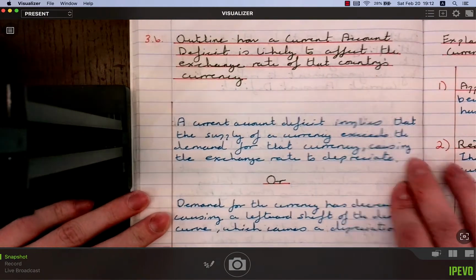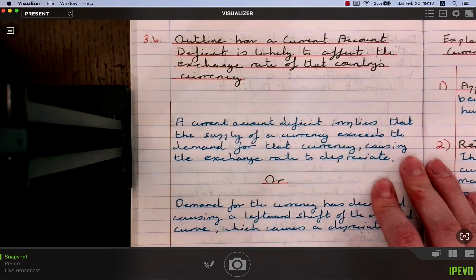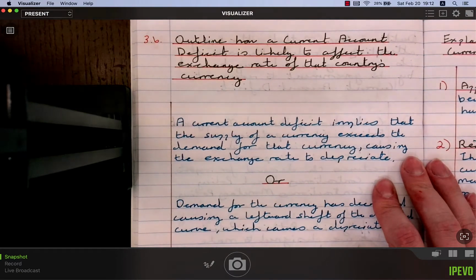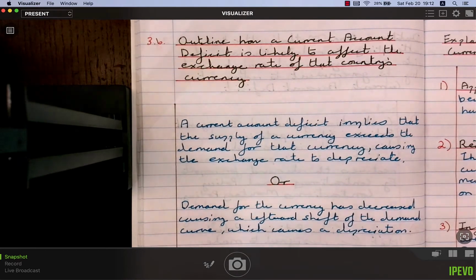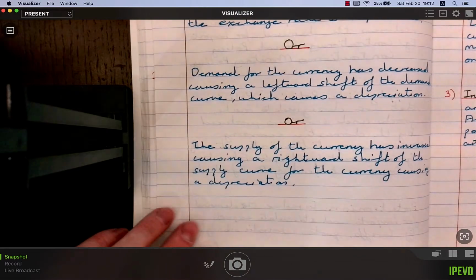The one that I personally like is the first one. A current account deficit implies that the supply of a currency exceeds the demand for that currency at that exchange rate. So therefore, this causes the exchange rate to depreciate. There are potentially two reasons that will happen. One is the demand for our exports has fallen, or two, our demand for imports has increased.